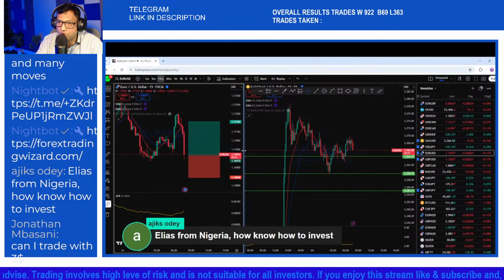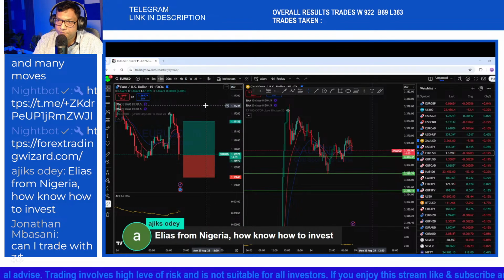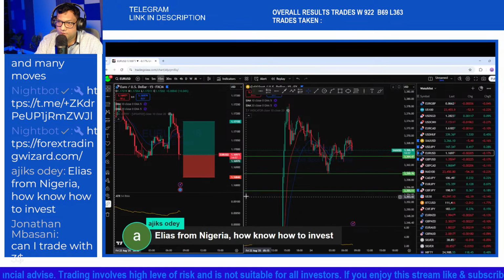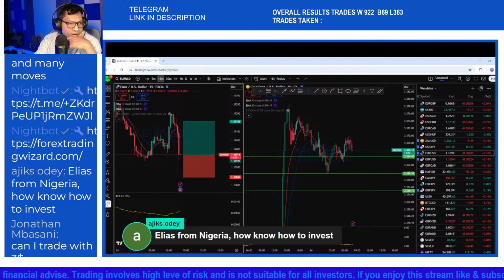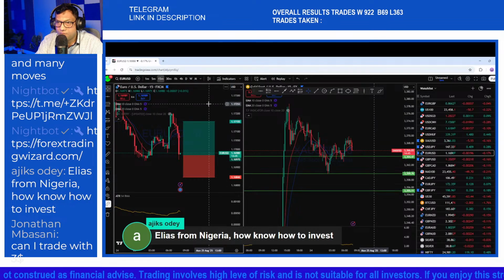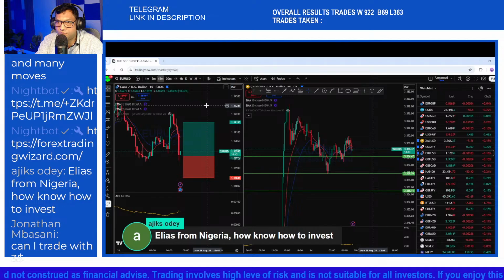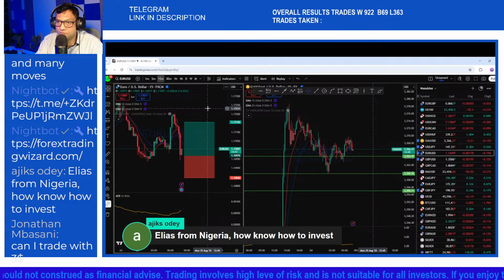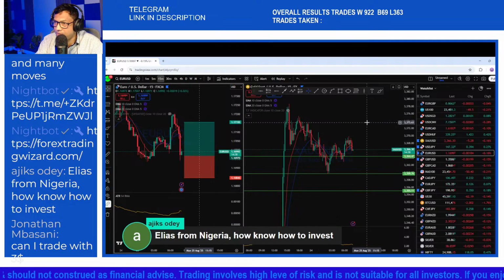So we are on a euro dollar trade, and on euro dollar, my entry here is 1.16986, stop loss at 1.16846, and TP target at 1.1755. We see some bounce back to the upside on euro dollar.